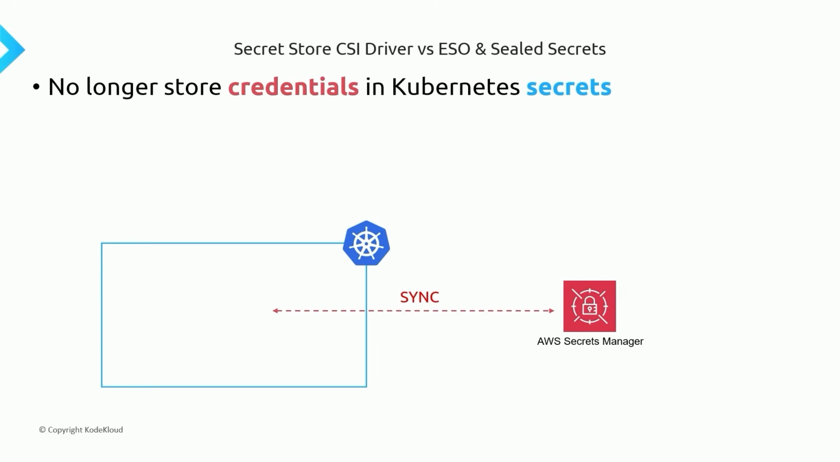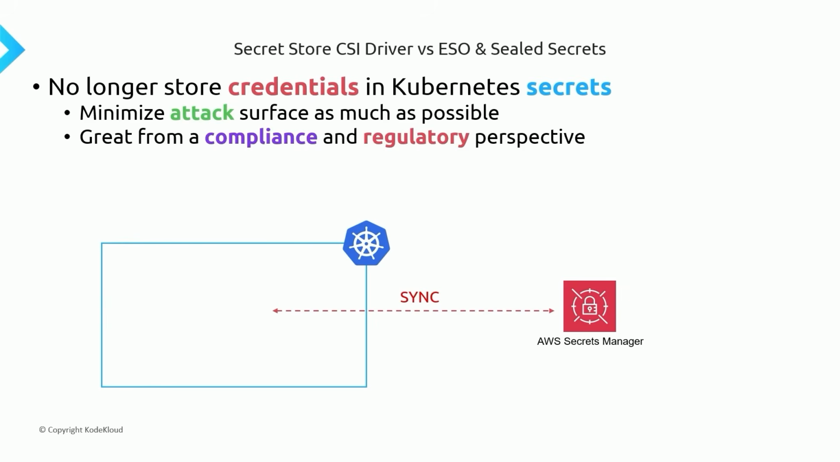So what is the benefit of this? What do we gain by not actually creating a native Kubernetes secret to manage our secret? Well, it minimizes the attack surface as much as possible, because that's one less place we're storing our secret. We're no longer storing our secret within Kubernetes. It's only in our secrets manager. And because of that, this is great from a compliance and regulatory perspective, because that's one less platform that has to adhere to various regulatory bodies, and one less platform that we have to audit, because now our secrets are only within Secrets Manager. We don't have to worry about storing them within Kubernetes.